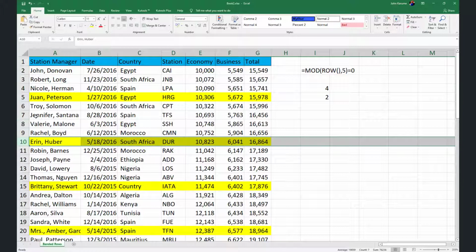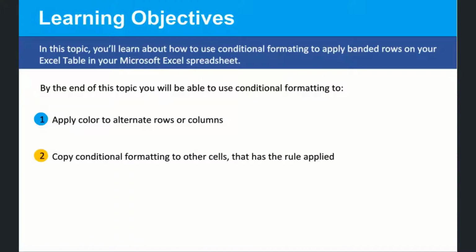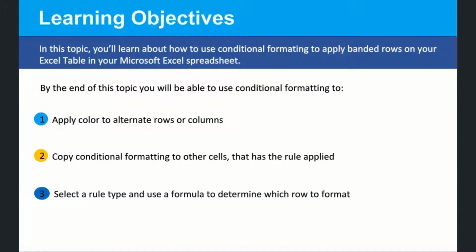By the end of this topic, you will learn how to apply color to alternate rows or columns, how to copy conditional formatting to other cells that have the rule applied, how to select a rule type and use a formula to determine which row to format, and how to create and edit a conditional formatting rule.